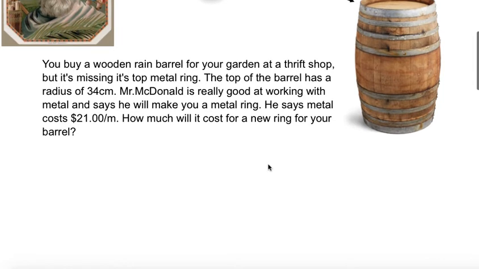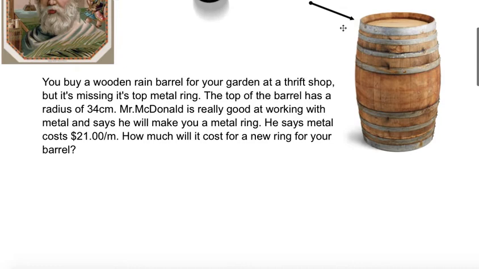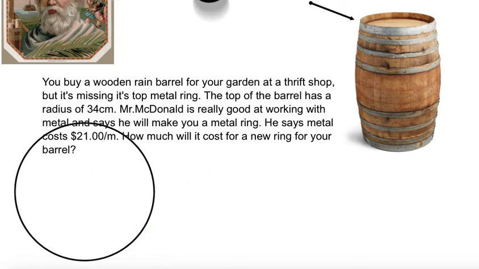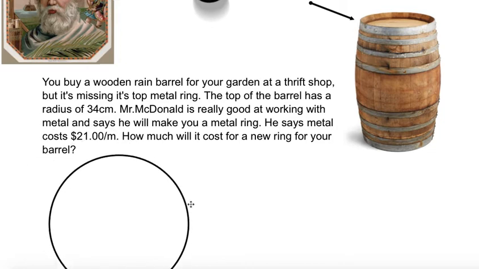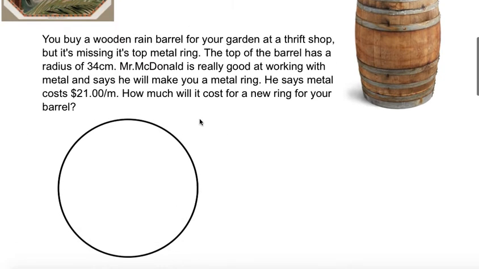Okay, so we know a few things here. We know the top of the barrel is a circle. And like I was saying, it's important with word problems that you start with a picture and things will start to make more sense pretty quickly. So here's a circle, a metal ring, and it has a radius of 34 centimeters. So let's put a radius in there. The radius, remember, is halfway across the circle. So from there to there is 34 centimeters. This is what we know so far.